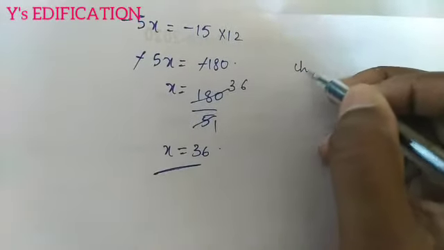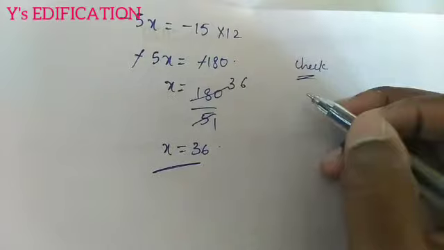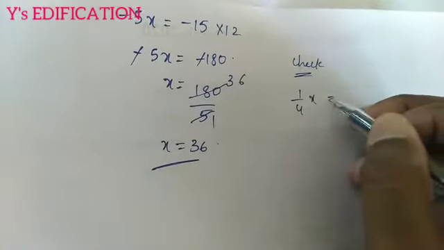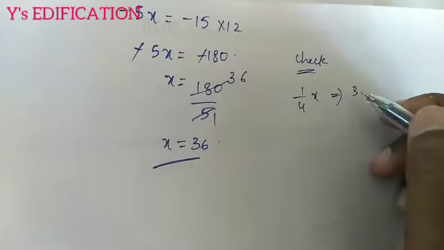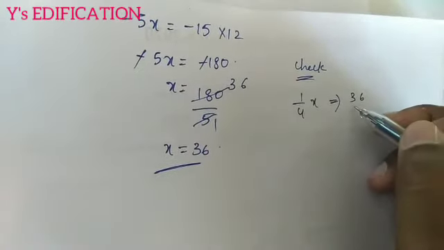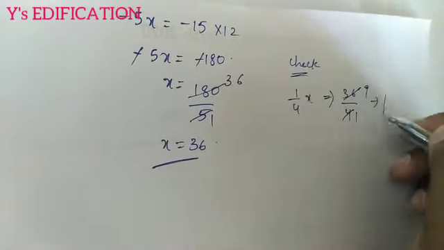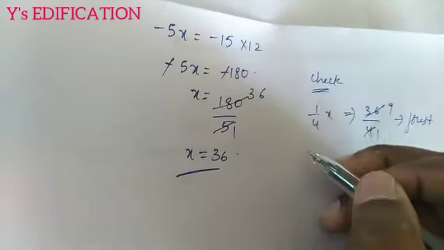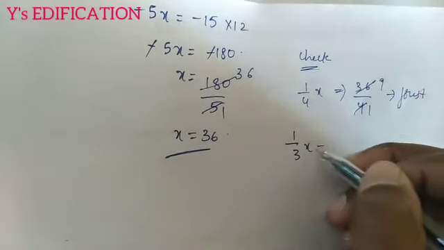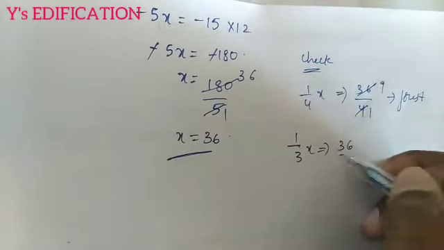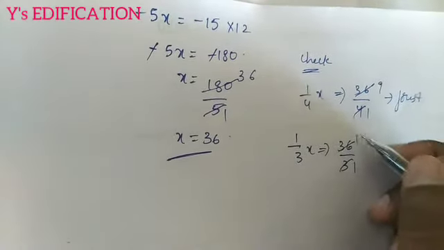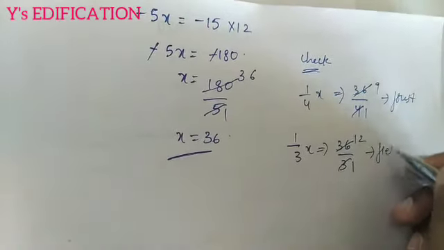Okay, so let us do the check. 1/4 are in the forest. 1/4 means 1 by 4 into x. So 36 by 4, 4 into 1, 4 into 9. So 9 are in the forest. 1 by 3 are in a field. That means 36 by 3. So 12 are in the field.